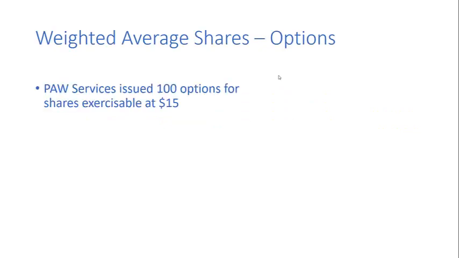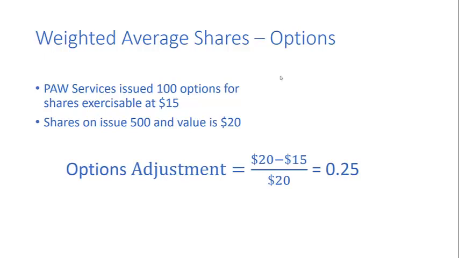What about options? Options may also dilute the earnings per share number, and a simple way of thinking about this is with an example. And here we have Poor Services. It's issued 100 options for shares exercisable at $15. It has 500 shares on issue, and they're currently valued at $20 per share.